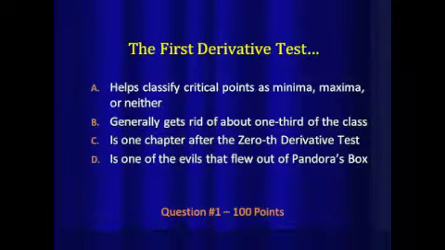All right, and so the first question, this is the real thing now, believe it or not. The first derivative test: A, helps classify critical points as minima, maxima, or neither. B, generally gets rid of about 1/3 of the class. C, is one chapter after the 0th derivative test. Or D, is one of the evils that flew out of Pandora's box.